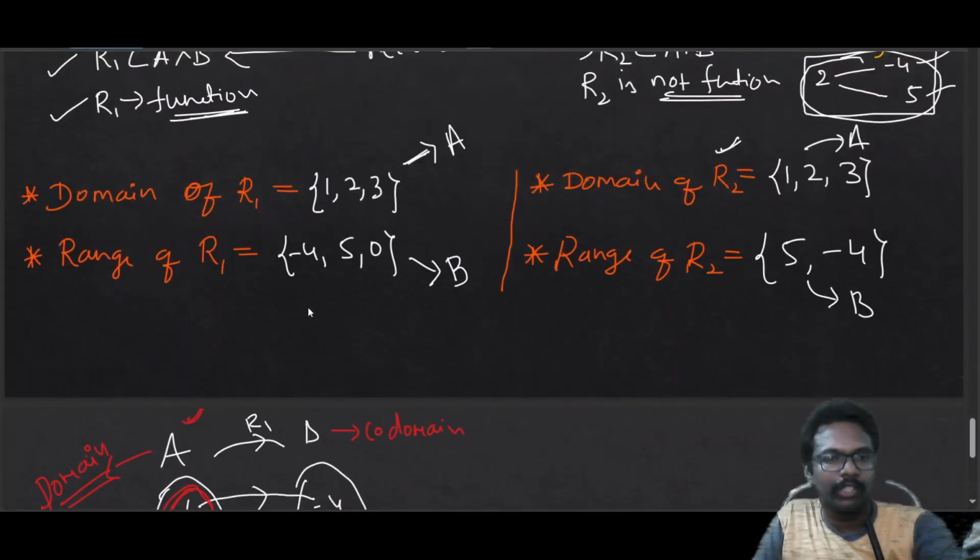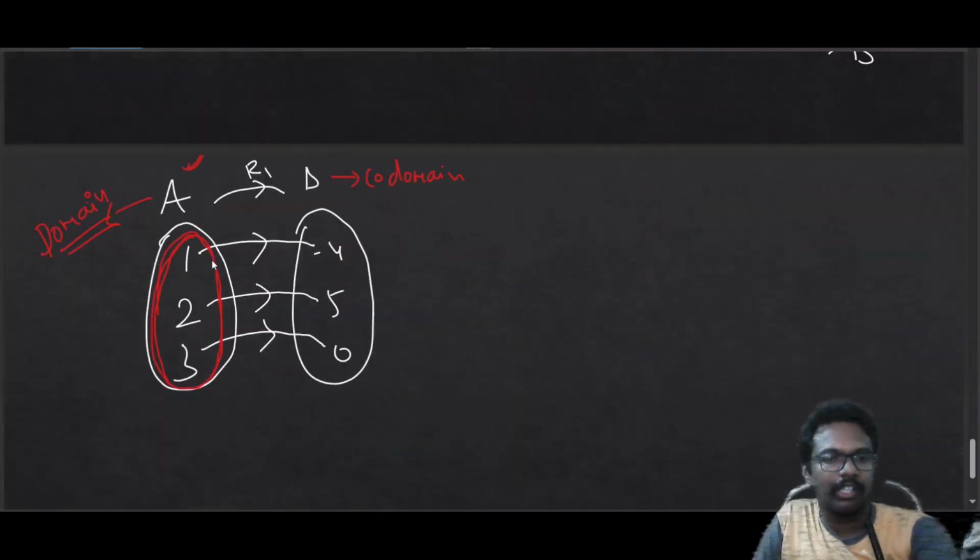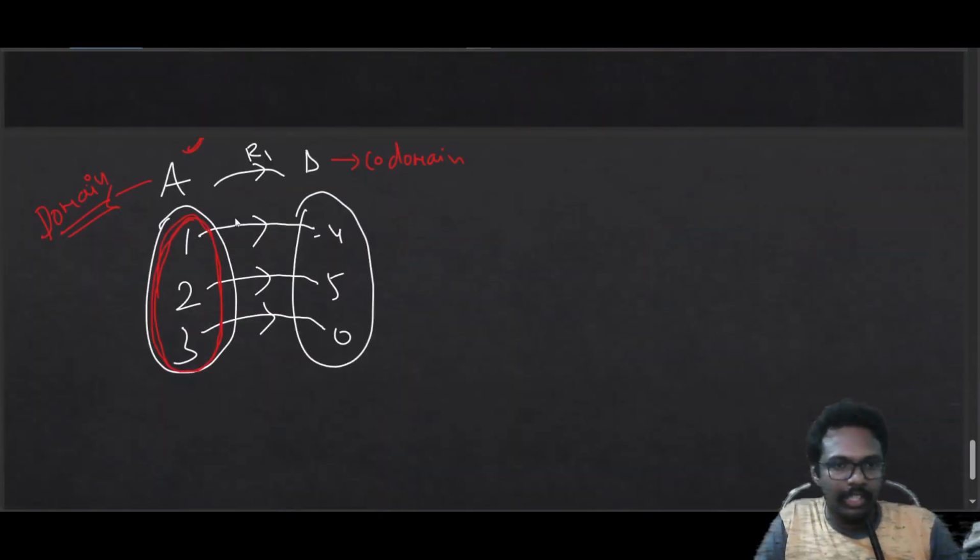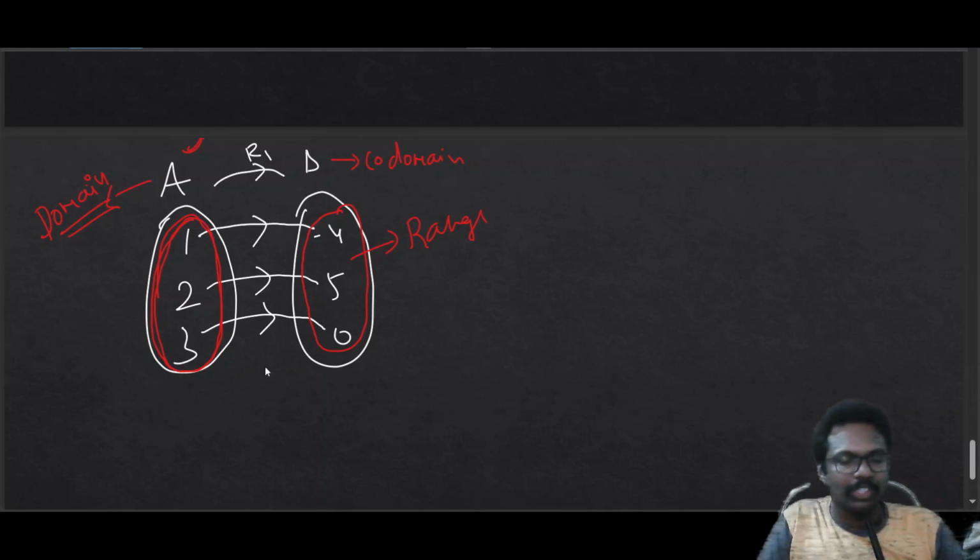Range is nothing but what we have used. 1 has used minus 4 as image, 2 has used 5 as image, 3 has used 0 as image. So minus 4, 5, 0 is the range.